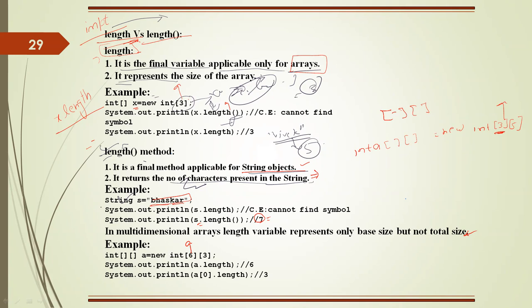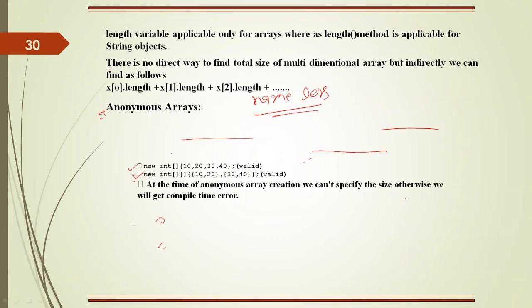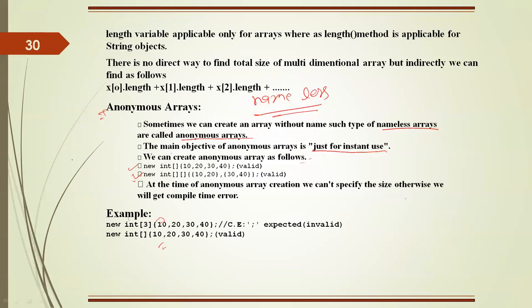The same example I have declared here, so you can go and practice. Here the length variable is applicable only for arrays, whereas the length method is applicable for strings. There is no direct way to find the total size of a multidimensional array, but indirectly we can follow this: x[0].length plus x[1].length, x[2].length in the multi-dimensional array.